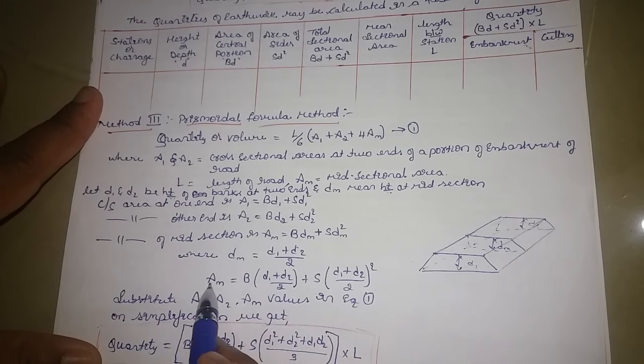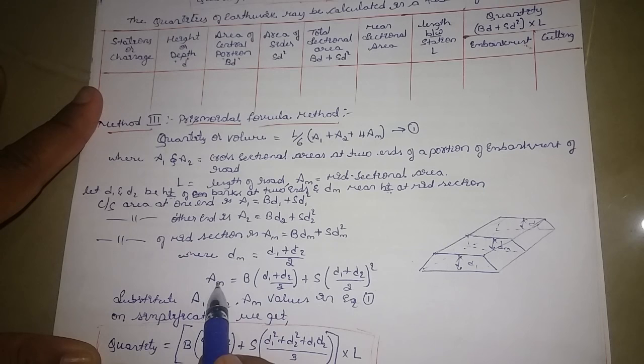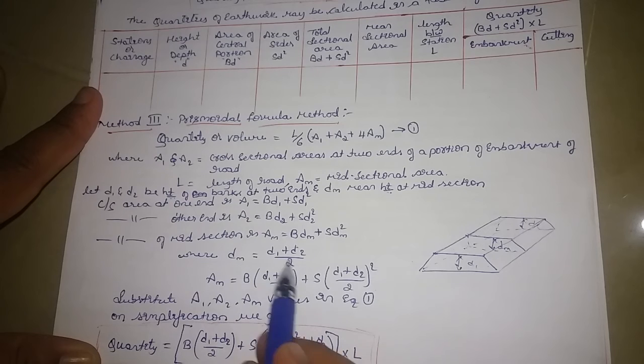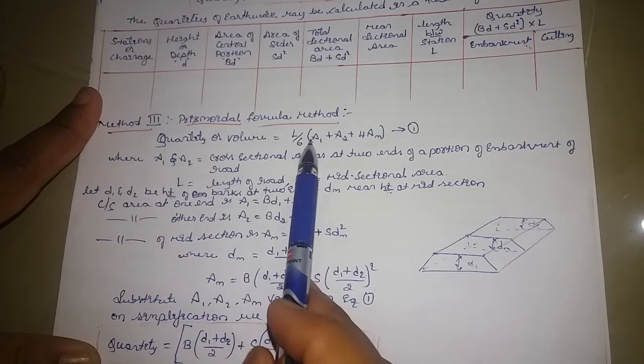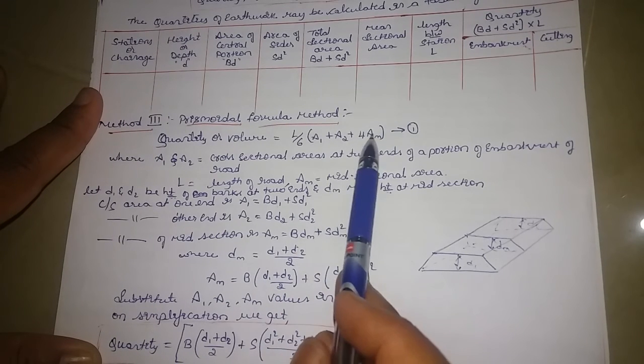Now I'll substitute that dm value in the am value. So am is equal to b into d1 plus d2 divided by 2 plus s into d1 plus d2 divided by 2 whole square. If I go on calculating, this is what you're going to get as am. Now substitute the a1, a2 and am values in equation number 1.